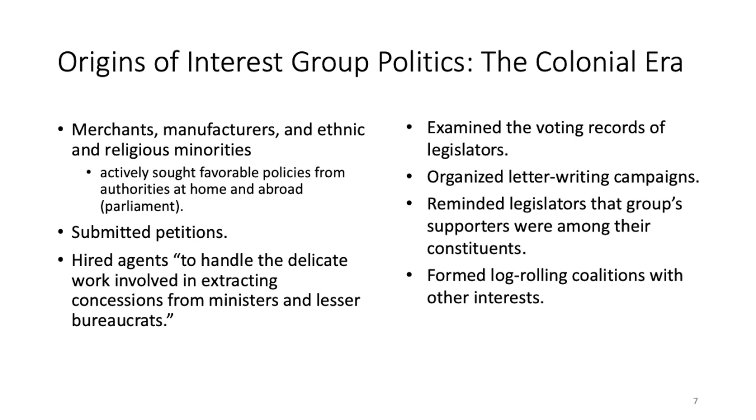So when we look at the origins of interest groups and how they evolved, it initially started with merchants, manufacturers, and ethnic and religious minorities. These groups together started looking for favorable policies from authorities, either at home or abroad in parliament. They submitted petitions, hired agents to talk with ministers and lesser bureaucrats, and examined voting records of legislatures. So this started really early in the colonial era, even before the United States became a nation.